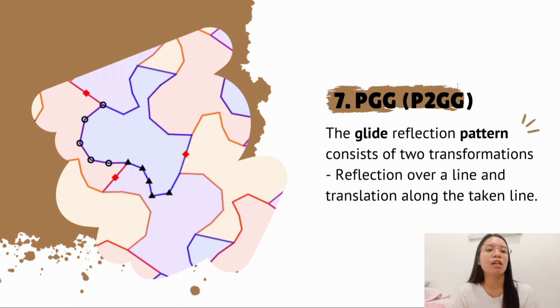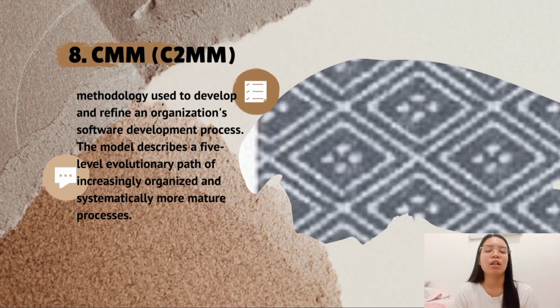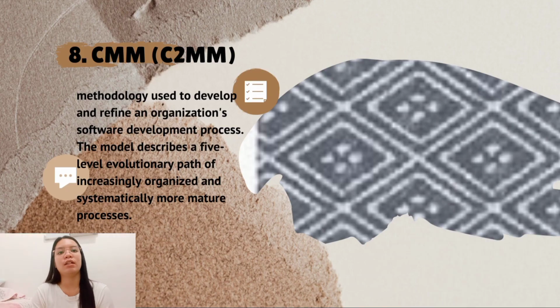The seventh is PGG, or P2GG. The glide reflection pattern consists of two transformations: reflection over the line and translation along the line. So it has a glide reflection pattern consisting of two transformations, as you can see within the PGG, while the other one is only one.